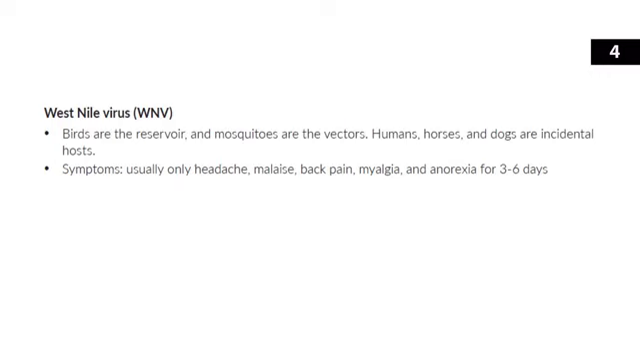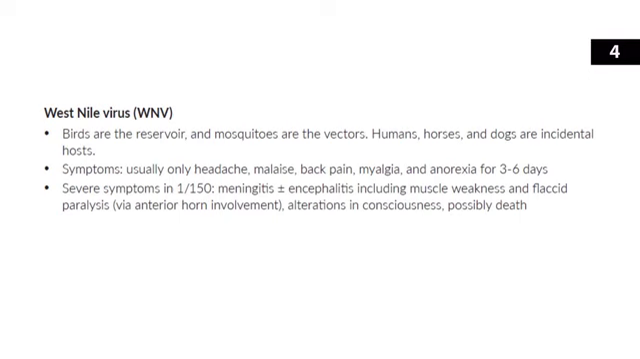Humans are incidental hosts. Our viremia isn't a high level or prolonged enough for us to transmit the virus onto another person through a mosquito. When West Nile virus infections are symptomatic, they're usually acute flu-like illnesses. Symptoms often include fever, headache, malaise, back pain, myalgia, and anorexia for about 3 to 6 days. Anytime we say flu-like illness, these are the sort of symptoms that we're talking about.